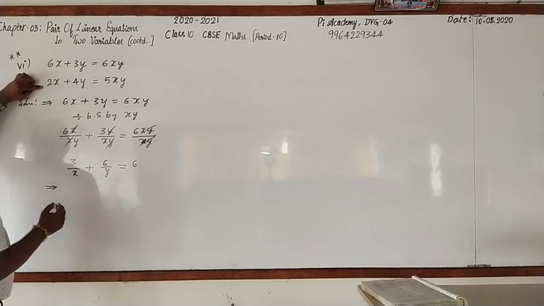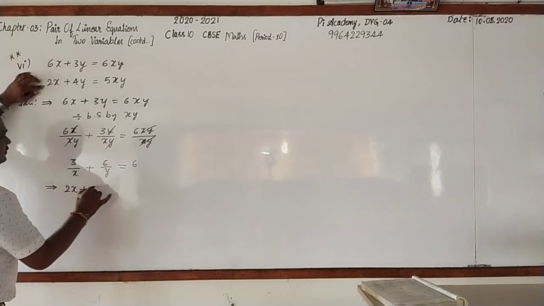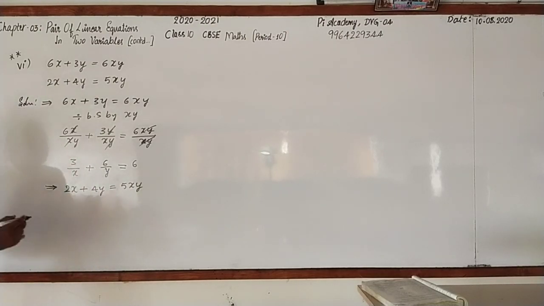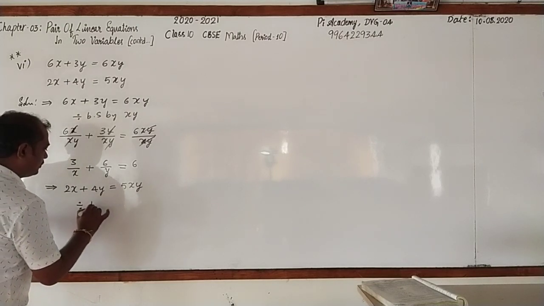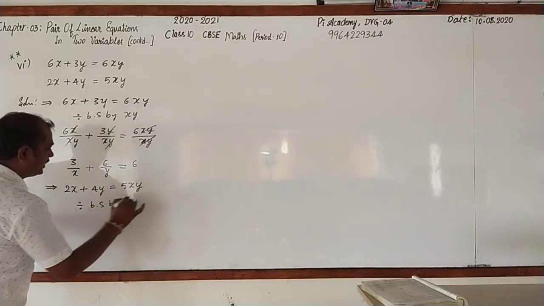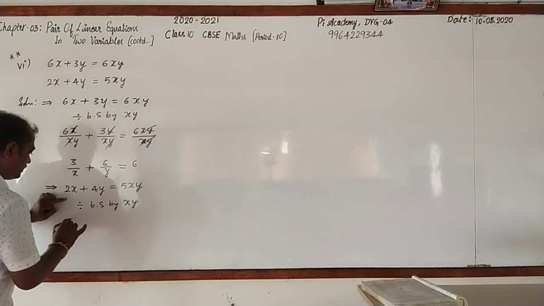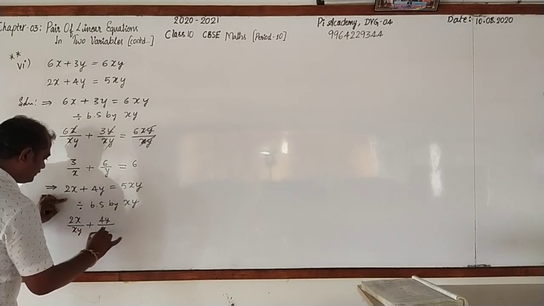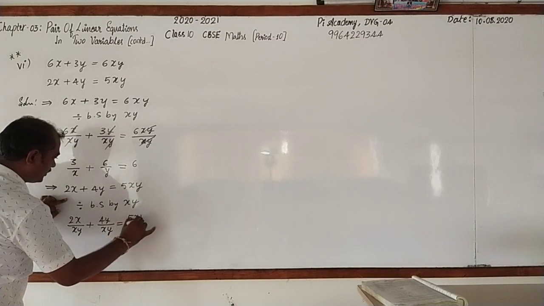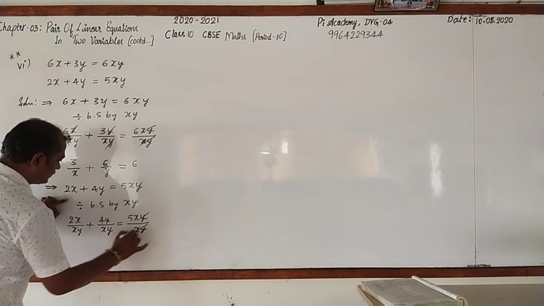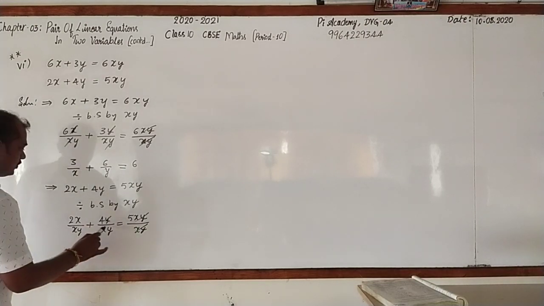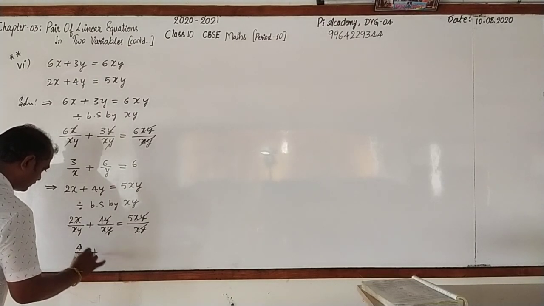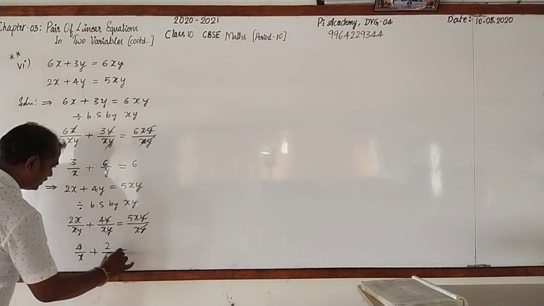If not, you have to pause the video and should copy up to here, and afterwards you can continue. Now, observe the second equation. This is 2x plus 4y is equal to 5xy. Next, what should be done? Same thing, that is divide both sides by xy. Then this will be 2x by xy, 4y by xy equal to 5xy by xy. xy get cancelled, y and y get cancelled, x and x get cancelled. This can be rewritten as 4 by x plus 2 by y. This is equal to 5.